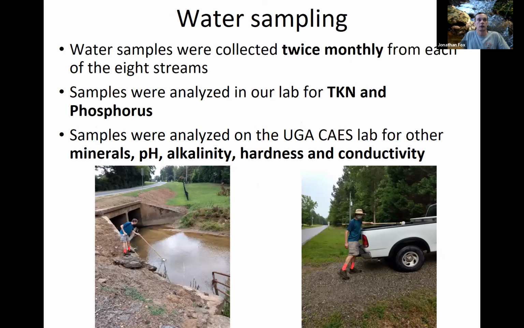Our water sampling, we did this twice monthly for each of the 8 streams, and we took these samples back to our lab to analyze for TKN and phosphorus, and then the rest of them were sent to the UGA CAS water lab for other minerals, pH, alkalinity, hardness, the whole battery of tests.